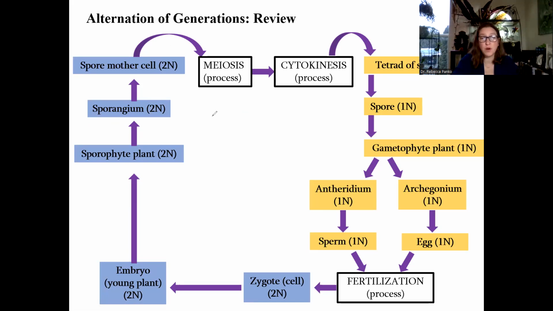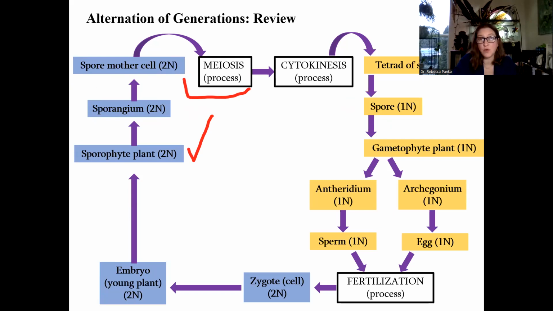You have a 2N sporophyte plant. On that sporophyte plant are organs, sporangia. Inside of that organ is spore mother cells. Those are going to be the cells that undergo the process of meiosis. If you don't know what meiosis is, you need to go back to that second lecture. And the product of the meiosis will be haploid spores.